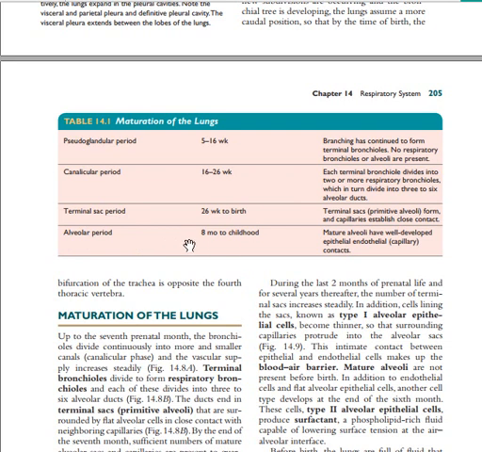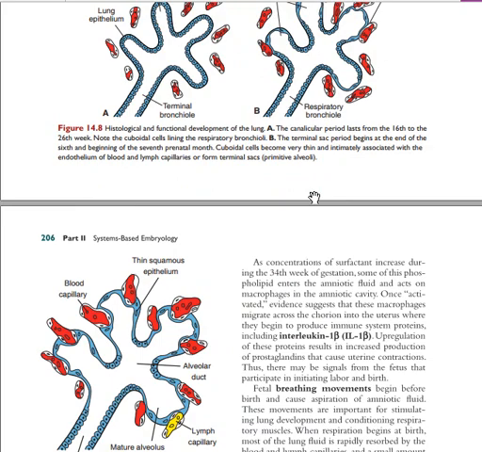Now the next one is the alveolar period. The alveolar period is from 8 months to childhood. Here you have mature alveoli and surfactant-producing cells from this level, so from 28 weeks upward. So those are the maturation stages.